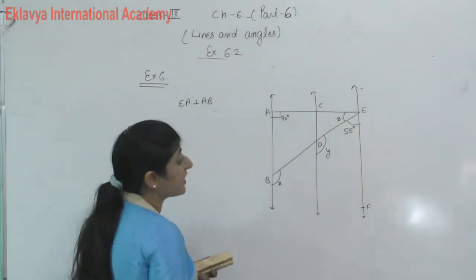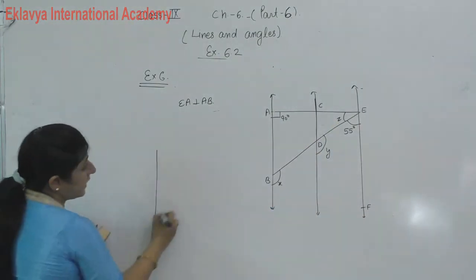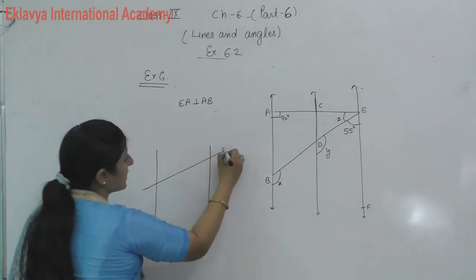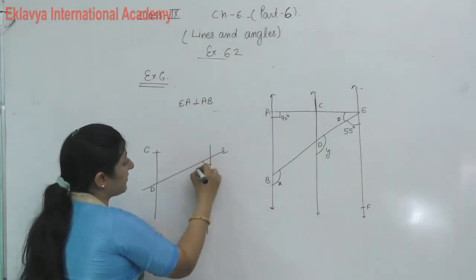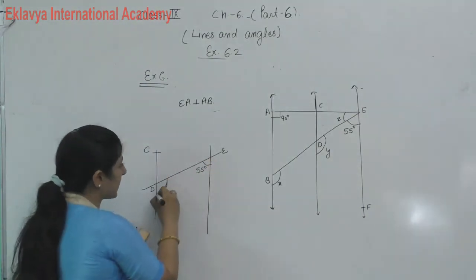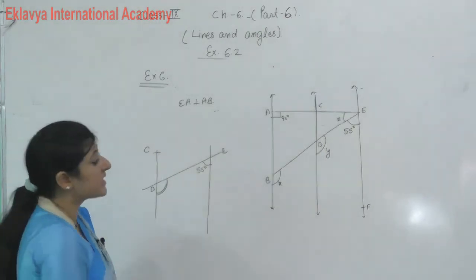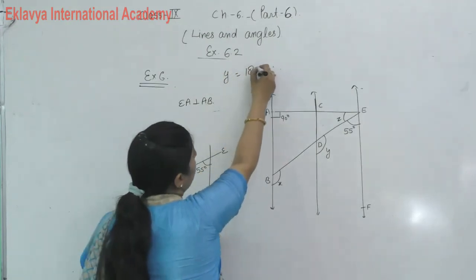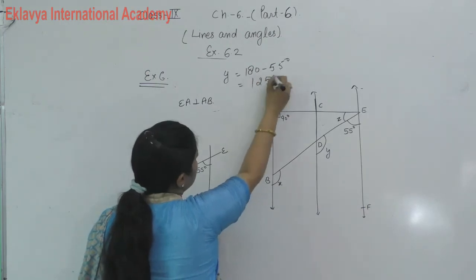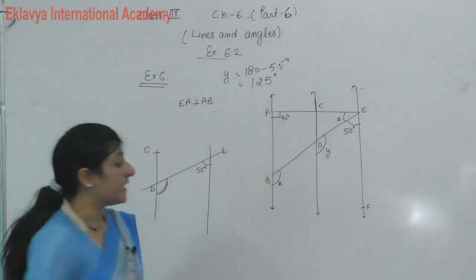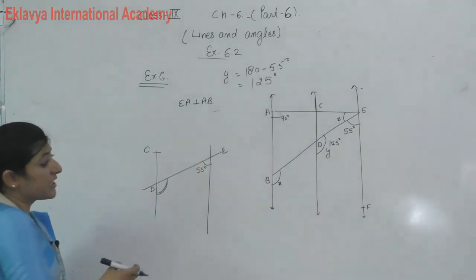How to find out? See what is the relation. If CD is parallel to EF, this is a transversal. This angle is 55 degrees. Then what is the value of this angle? They are which type of angles? They are co-interior angles. Then this Y value we get is 180 minus 55, that is 125. It means this value is 125 degrees.